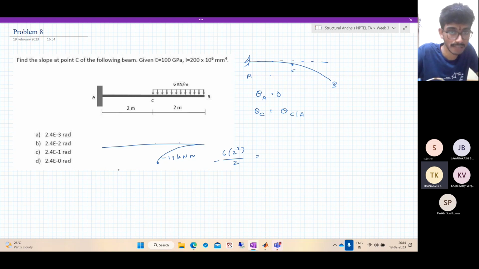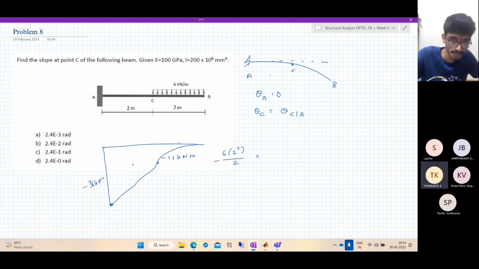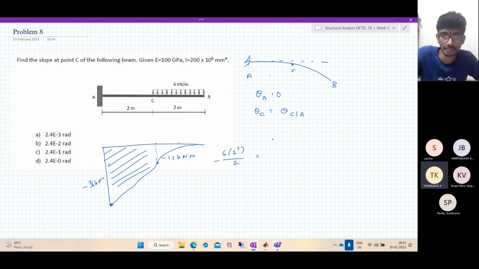So 3 into 12 is 36. Beyond this, it is linear. Up to this point, it is quadratic. Beyond that point, it is linear. So I hope you get why it is so. This total height is minus 36 kilonewton meters. What is required? We need theta C with respect to A, which is this area of a trapezium. You know very well the area of a trapezium: half B1 plus B2, minus 12 plus minus 36, into height. The height is 2 meters, divided by EI.